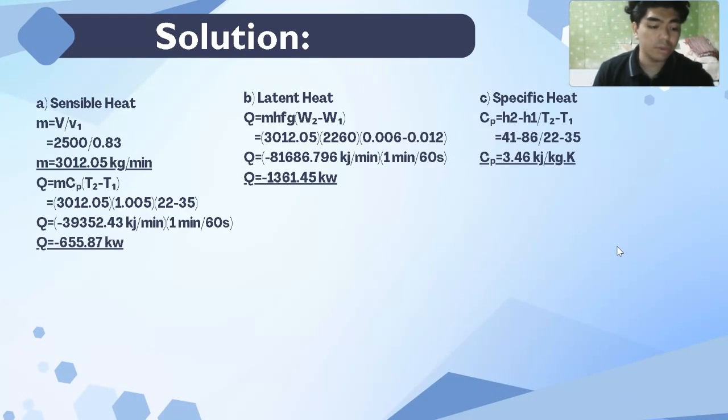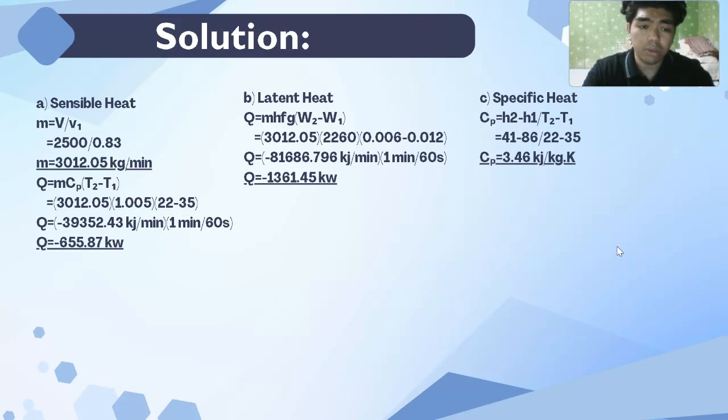The first thing we need to do is solve the mass flow rate, which is m is equal to V divided by V1, which is equivalent to 2,500 divided by 0.83, which is equivalent to 3,012.05 kilograms per minute.